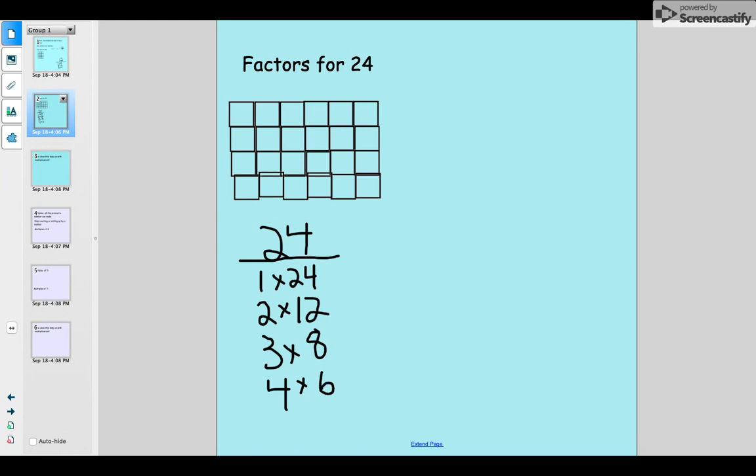The next thing I'm going to try is 5 to see if that would work. So to do that, I'm going to try 5 tiles across. Now, if you look, I have a hole there, so that doesn't make a perfect rectangle. It doesn't make a perfect array, so that means 5 is not a factor. So the next thing I would try is 6, which I already know works because it's 6 times 4. So I found all my factors for 24.